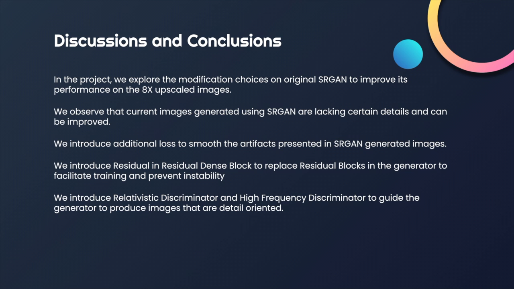We observe that current images generated using SR-GAN are lacking certain details and can be improved. We introduce additional loss to smooth the artifacts presented in SR-GAN generated images. We introduce residual and residual dense block to replace the residual block in the generator to facilitate training and prevent instability. We also introduce relativistic discriminator and high-frequency discriminator to guide the generator to produce images that are detail-oriented.